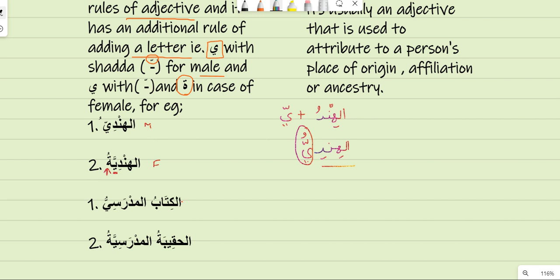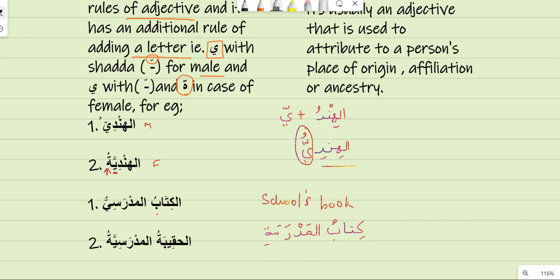For example, if you want to say school's book, one may say, okay, it is an idafa. You will say kitab al madrasati, right? Kitabu al madrasati. But it's totally wrong. Why? Because it's not idafa. It's not the book of the school. You are showing the affiliation of the book. It is the school's book.